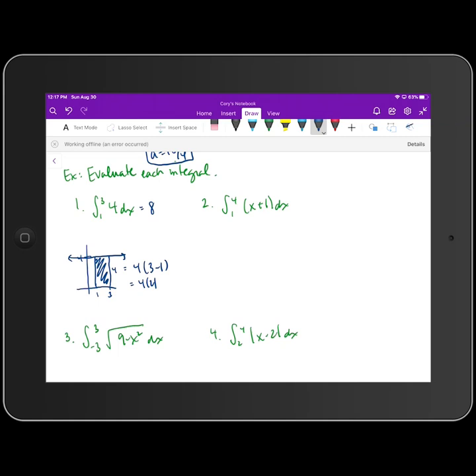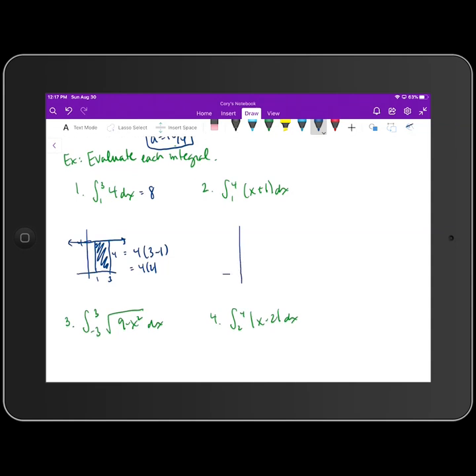Okay, we look at number 2. With number 2, we have the integral from 1 to 4 of x plus 1. Now, you guys are going to want to draw these graphs accurately. So x plus 1, graphically, that's going to be the linear function y is equal to x plus 1, which has a y-intercept of 1 and a slope of 1. So graphically, that function is going to look like this.